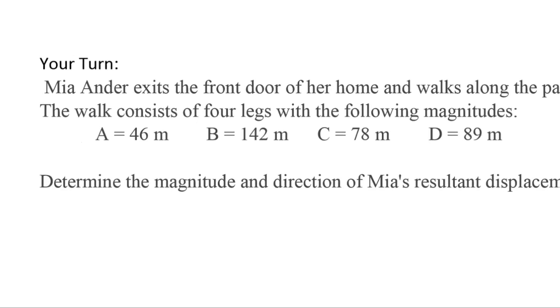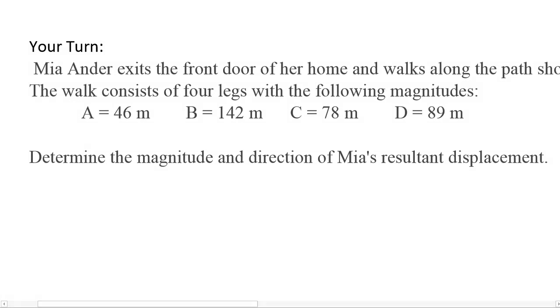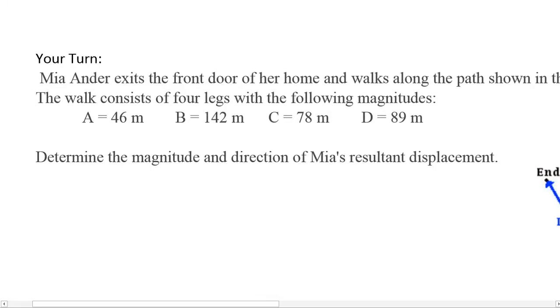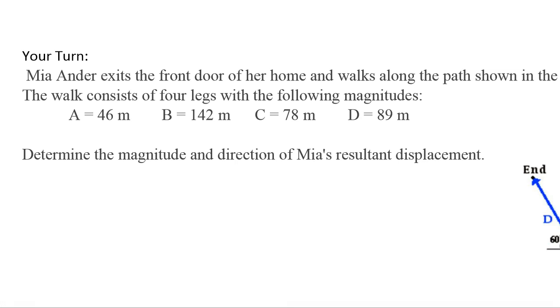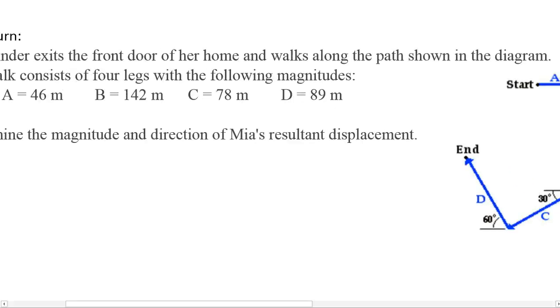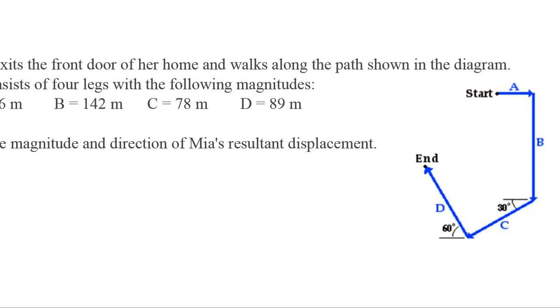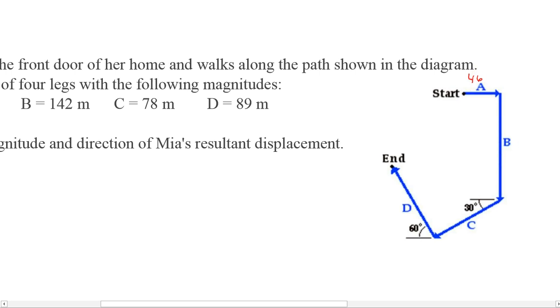Okay, so let's take a look at the last question here. And this one actually in the booklet said your turn. It says, Meander exits the front door of her home and walks along the path shown in the diagram. The walk consists of 4 legs with the following magnitudes. So A is 46. I'm just going to write in these numbers here. B, which is straight south, is 142. C is 78. And D is 89.